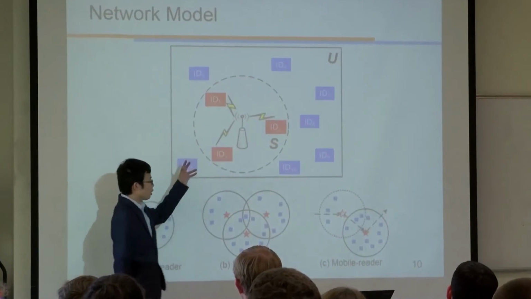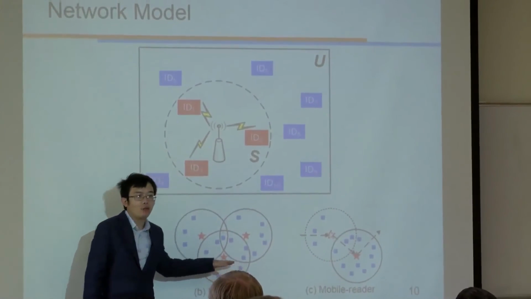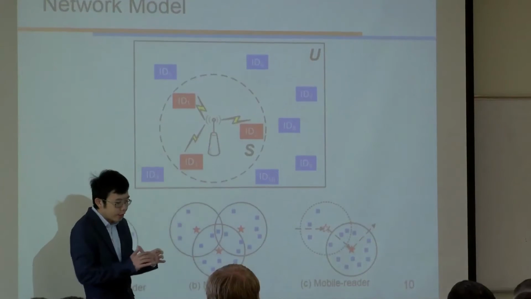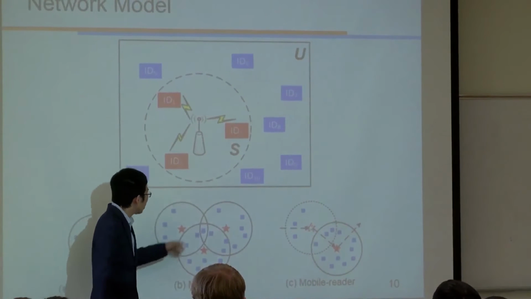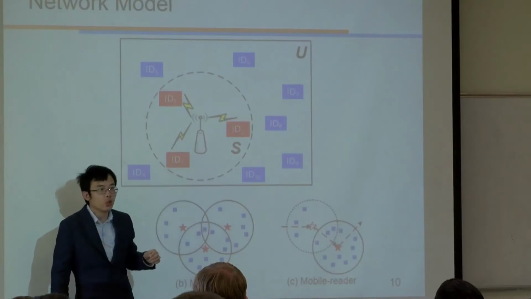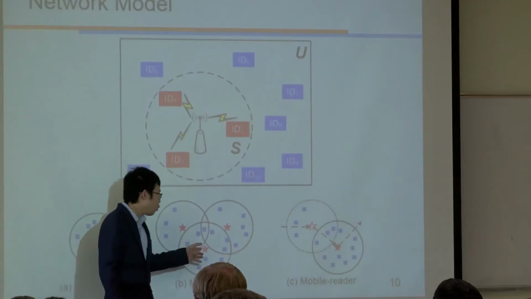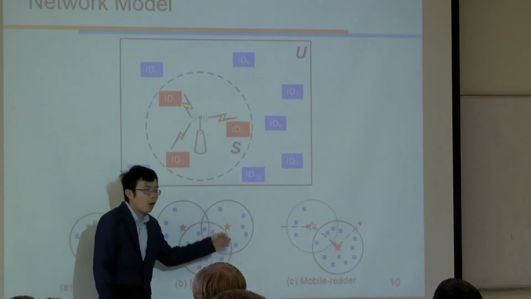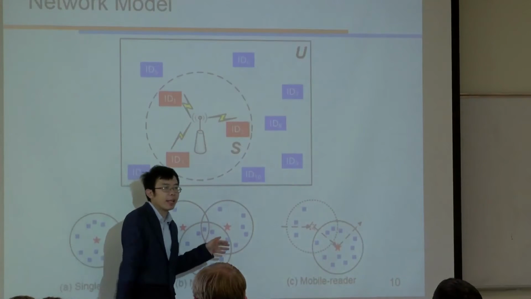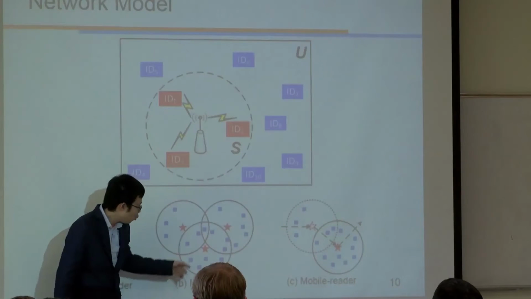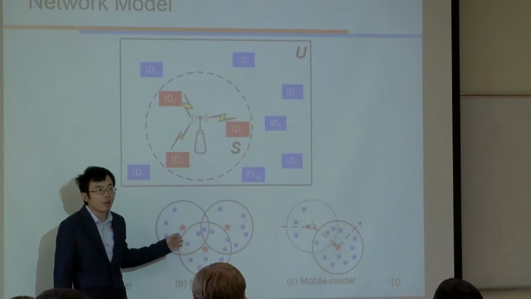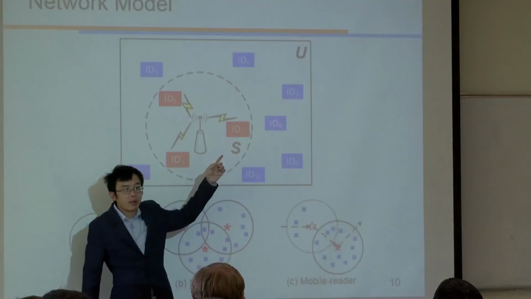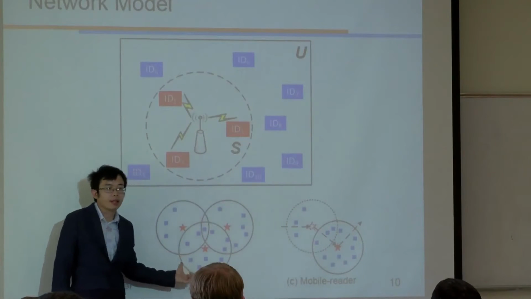We can also use this model to represent a multi-reader RFID network. If the system is very large, and because the communication range of a reader is usually limited, one reader cannot cover the whole area. In this case, we have to deploy multiple readers so they can collectively cover the whole area. One reader can only cover a subset of tags in the system, right? So in this scenario, S is just a subset of U, okay?